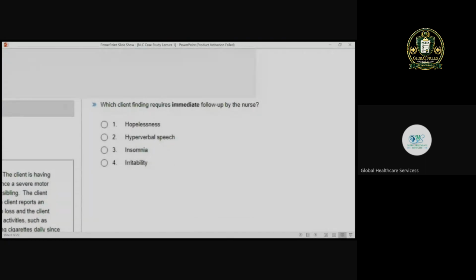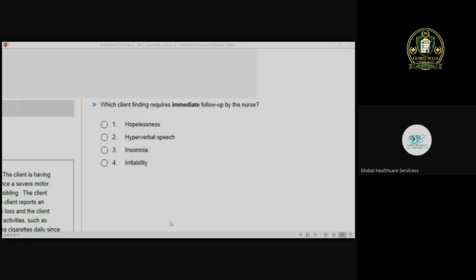Which client finding requires immediate follow-up by the nurse? Hopelessness, hyperverbal speech, insomnia, and irritability. According to the case notes, what is your priority? Irritability. Okay. When we move towards mental health nursing, then I will explain, or any other teacher would explain, what the hallmark signs are, and what the most dangerous sign and symptom is among all of them.